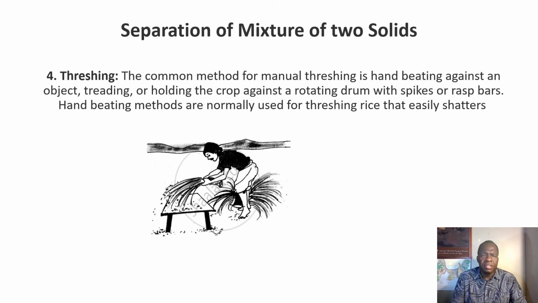Threshing. Threshing is a common method for manual separation of two solids that are combined together. The common method for manual threshing is hands beating against an object.